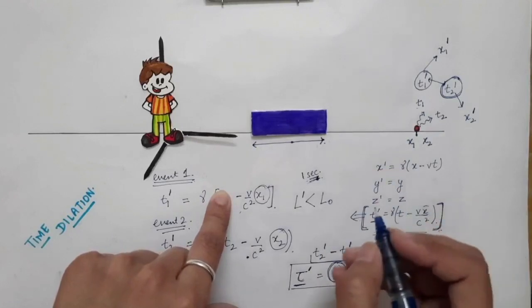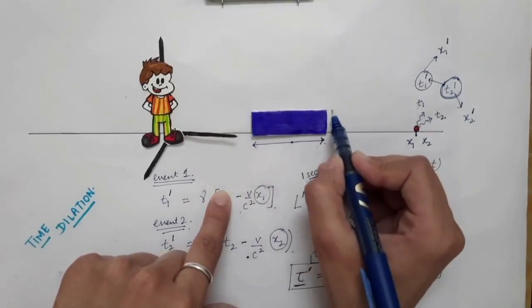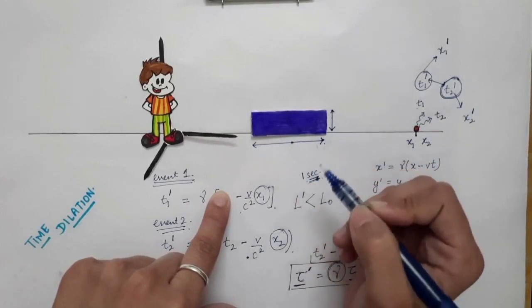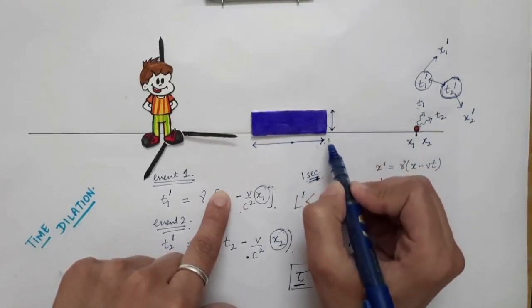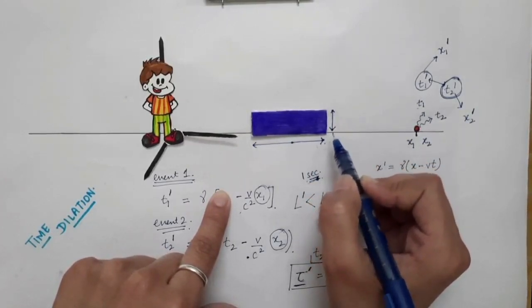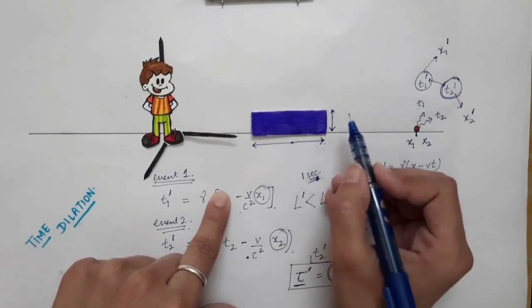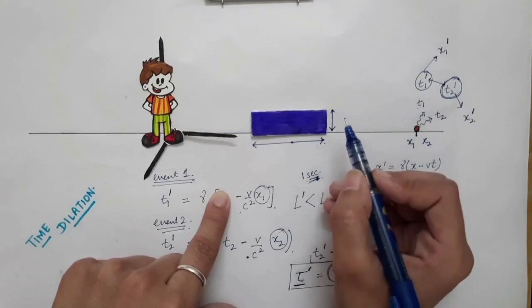But the length in the perpendicular direction, or along the z-axis, will not. This is the length along the y-axis, and there will be a thickness along the z-axis also. Those two lengths will not change because they are perpendicular to the motion of the object.